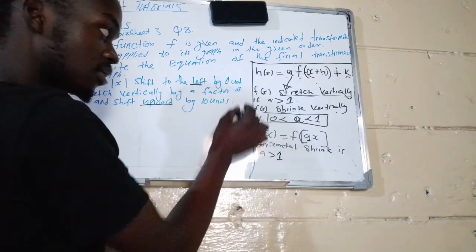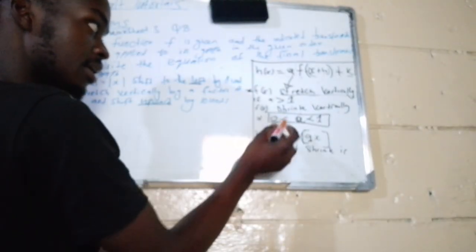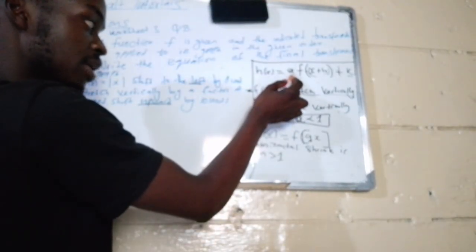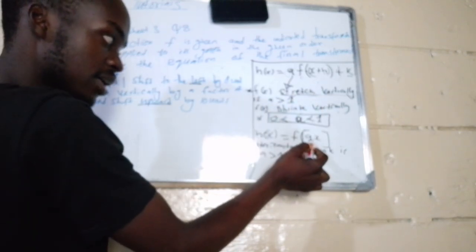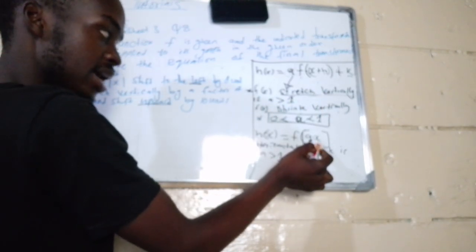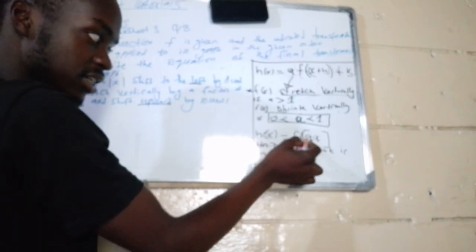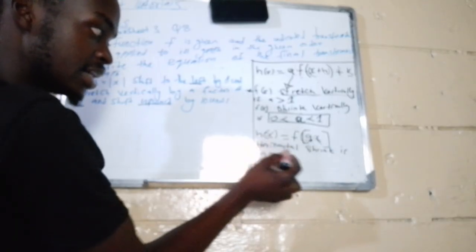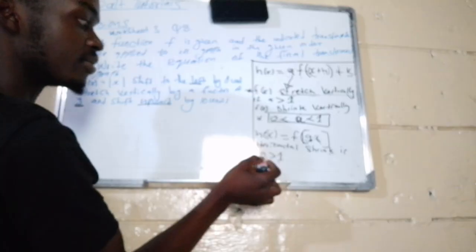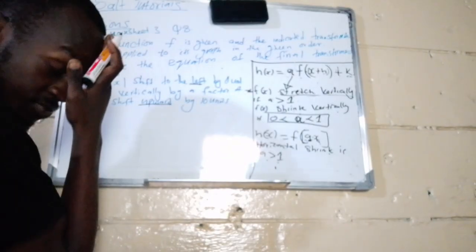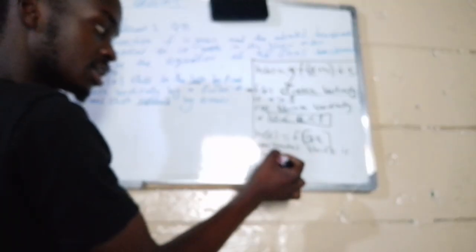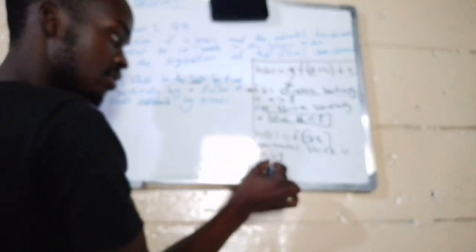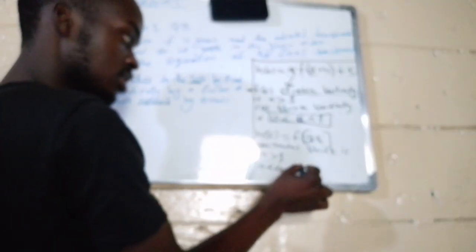So now take note of what is happening here. If this a is greater than 1, which is multiplying outside, there is a vertical stretch. But a multiplied by x inside the function is a horizontal shrink if a is greater than 1. So in the horizontal, things behave oppositely. A whole number causes a horizontal shrink, but once it's a fraction, it causes a horizontal stretch.